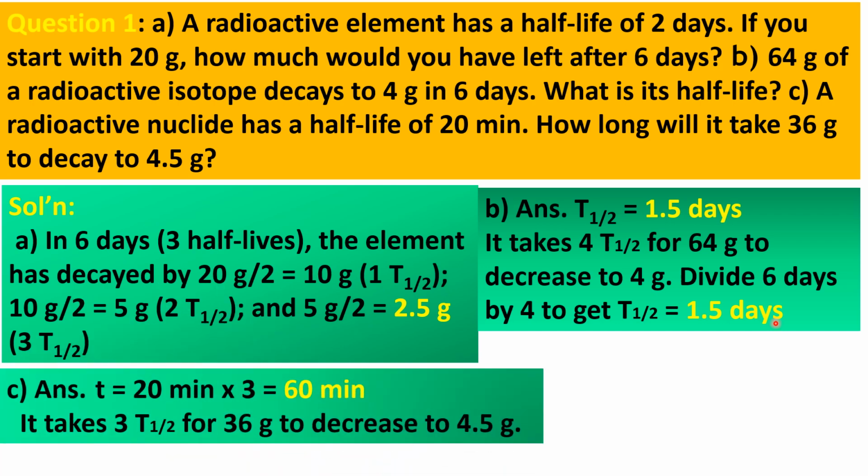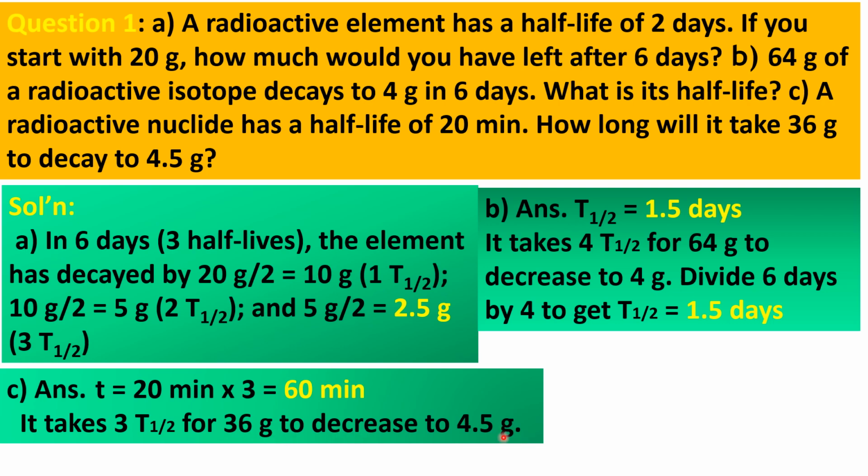And finally, for letter C, analyzing the question, it takes 3 half-lives for 36 grams to decrease to 4.5 grams. So just like in letter B, you can do it by counting. Okay, divide 36 grams by 2. By the time you reach 4.5 grams, 3 half-lives have already passed. Okay, 36 divided by 2 is 18. So that's after one half-life, or 18 grams, I should say. Then 18 grams divided by 2, we get 9 grams. Then 9 grams divided by 2, we get 4.5 grams. So we actually use 3 half-lives in order to change 36 grams to 4.5 grams.